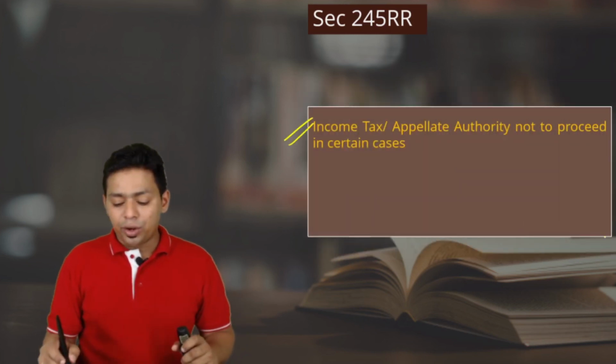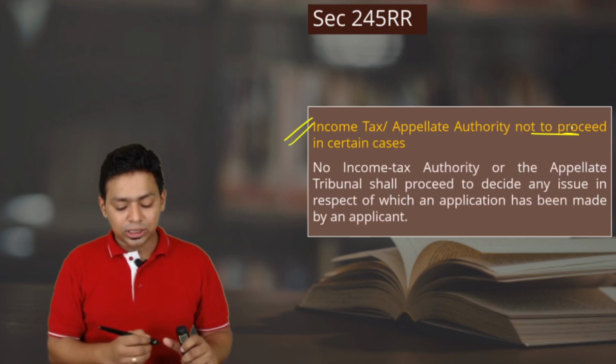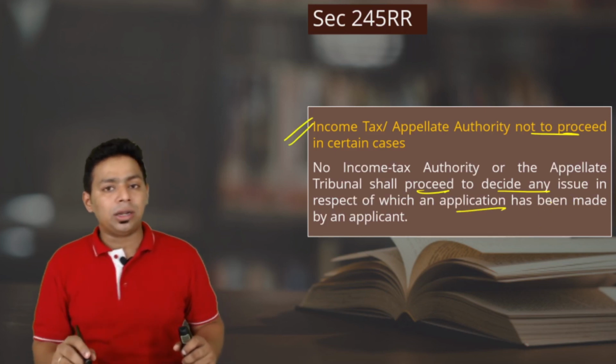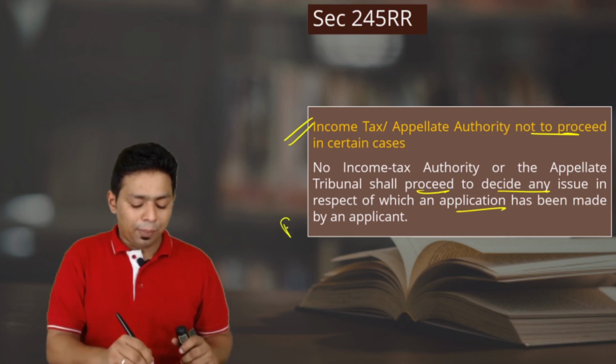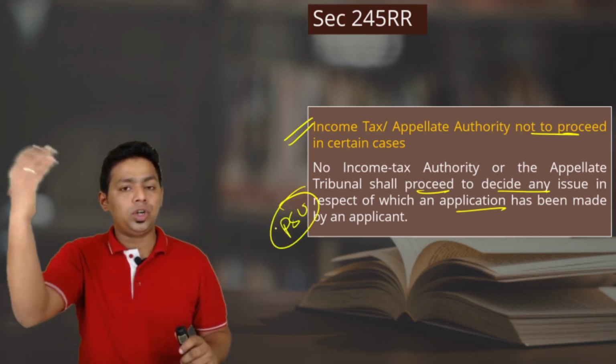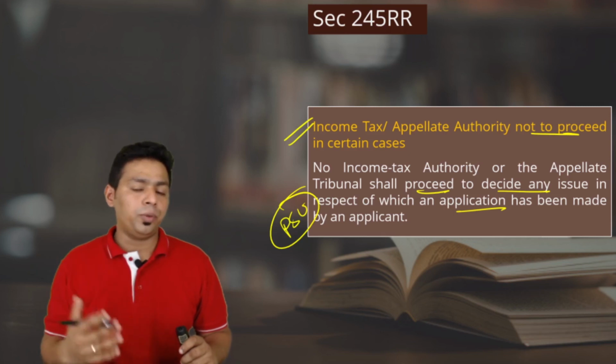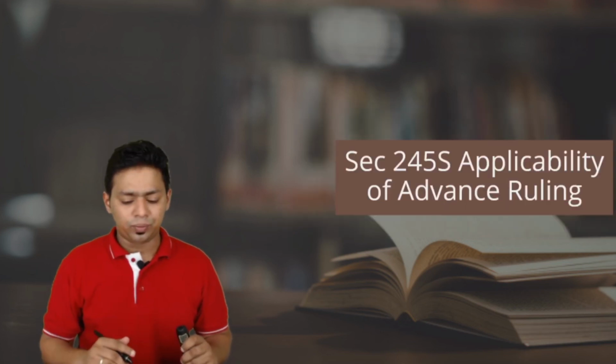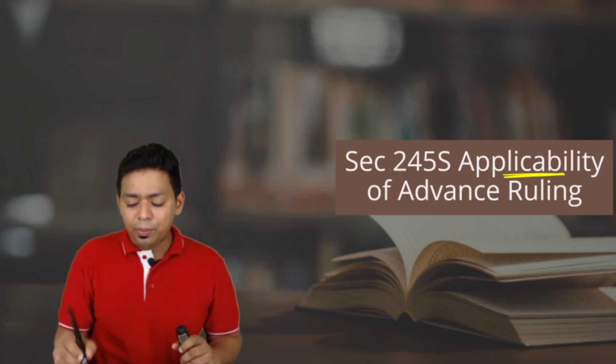Income tax appellate authority not to proceed in certain cases. No income tax authority or appellate tribunal shall proceed to decide any issue in respect of which an application has been made by the applicant. Once the application is made, obviously they should drop the proceeding. They should put a stay on the proceeding, because they will listen to the AAR first and then they can continue.